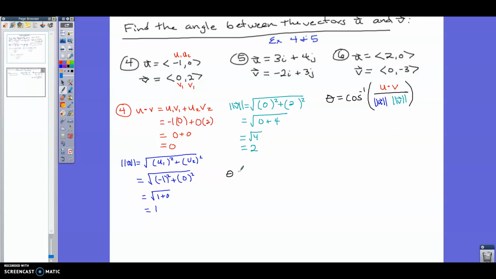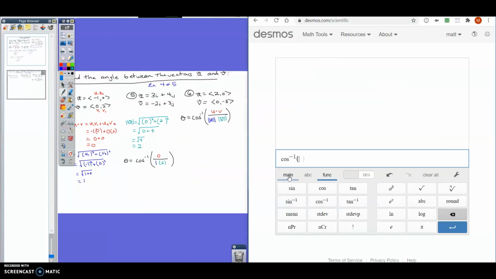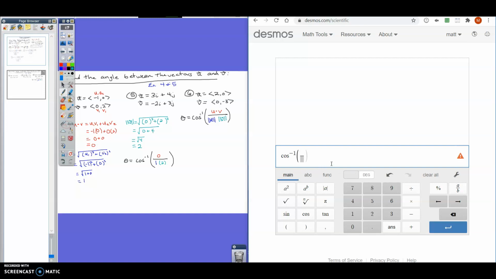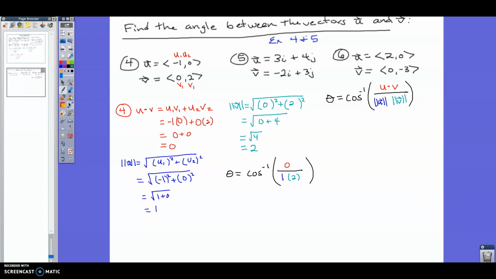So now to find the angle, we take the inverse cosine. And we basically plug everything into this formula over here. So we're going to plug in the dot product in the numerator, which we found was 0. We're going to take the magnitude of u, which was 1, and multiply it by the magnitude of v, which was 2. Okay, so if we type that into the calculator, we have the inverse cosine of 0 over 1 times 2. We get 90. So the angle between these two is 90 degrees.